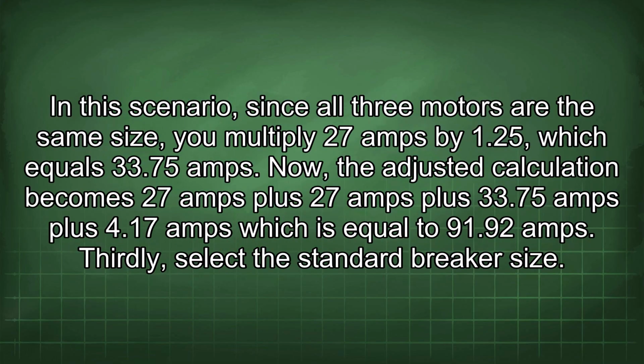In this scenario, since all three motors are the same size, you multiply 27 amps by 1.25, which equals 33.75 amps. Now, the adjusted calculation becomes 27 amps plus 27 amps plus 33.75 amps plus 4.17 amps, which is equal to 91.92 amps. Thirdly, select the standard breaker size.